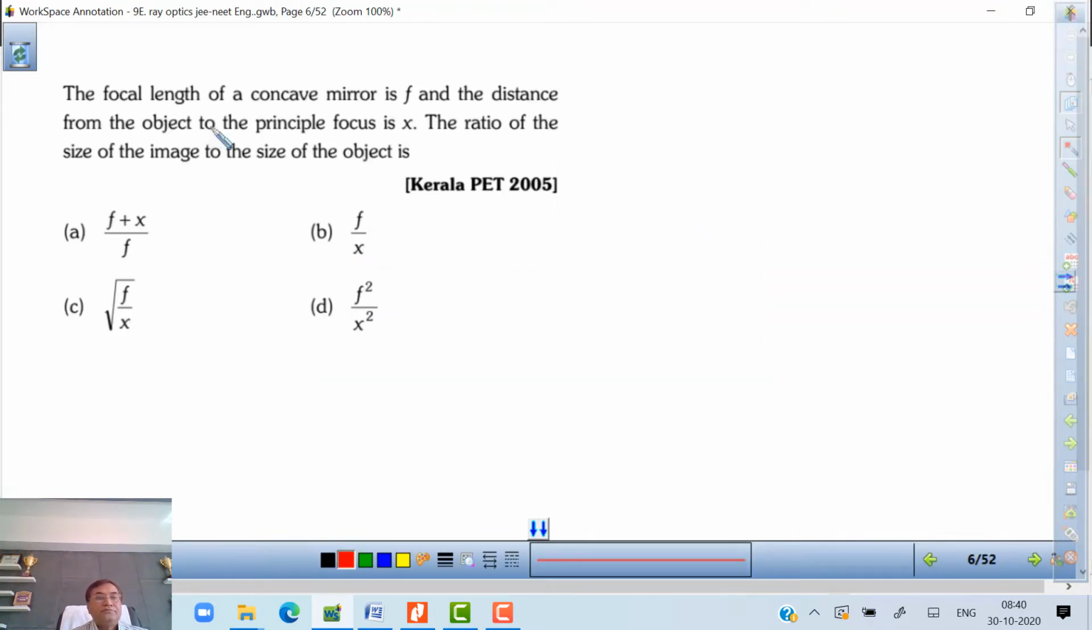Then the focal length of a convex concave mirror is f and the distance from the object to the principal focus is x.